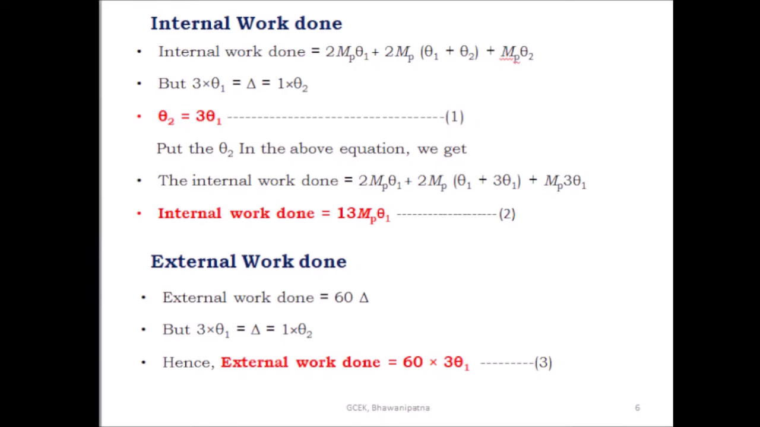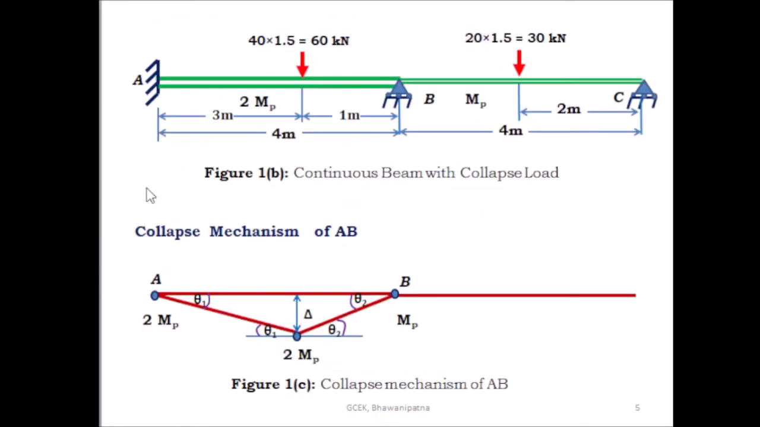Then find out the internal work done. By considering the collapse mechanism of span AB, find the internal work done. The internal work done is found by multiplying the plastic moment capacity of the hinge and the rotation. Here at A the plastic moment capacity is 2 MP and the rotation is theta 1. So the internal work done is equal to 2 MP into theta 1.